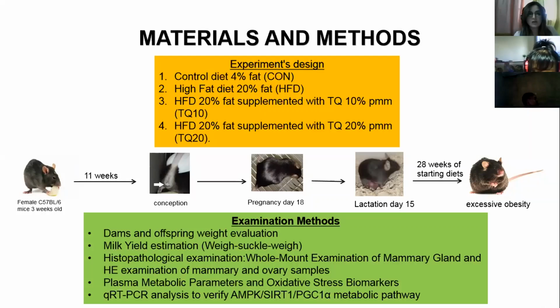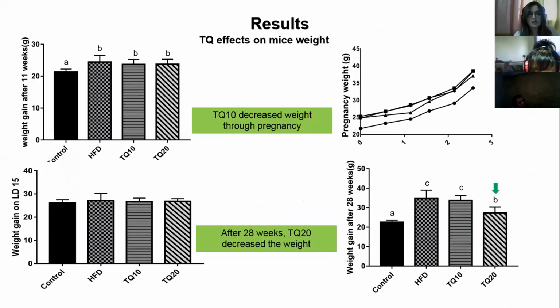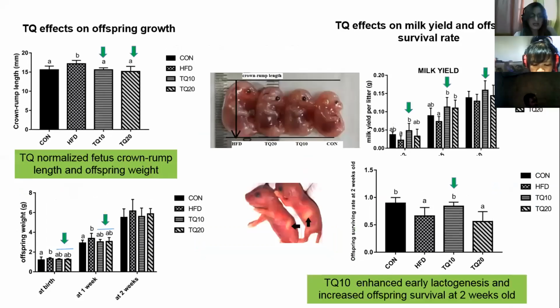We can see that TQ decreased weight through pregnancy, but there was no difference on lactation day 15, and that could be explained by the increased energy demand through lactation. But after 28 weeks of starting the diet, TQ20 decreased the weight significantly. TQ normalized fetus crown rump length on pregnancy day 18 and offspring weight later.